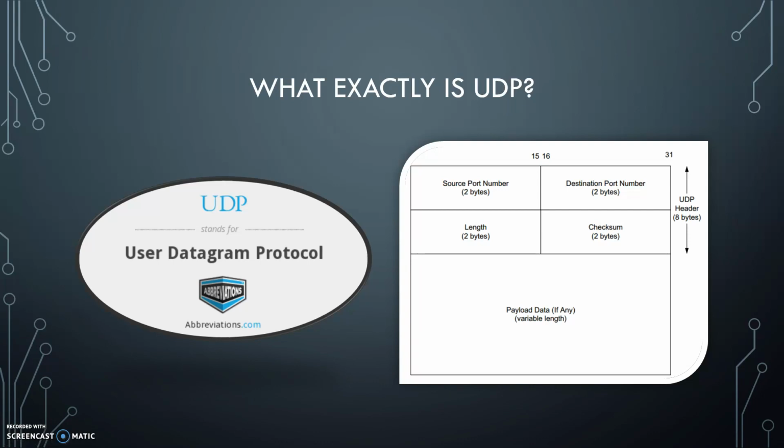What exactly is UDP? UDP is User Datagram Protocol. It is a Layer 4 transport protocol as defined by the OSI model, and it is one of the oldest network protocols in use. It is the alternative to TCP, Transport Control Protocol, which both run on top of the Internet Protocol to perform their functions.